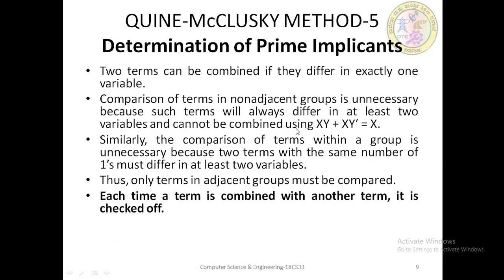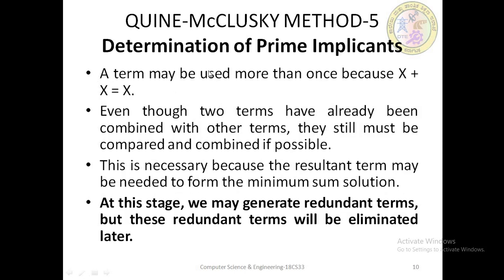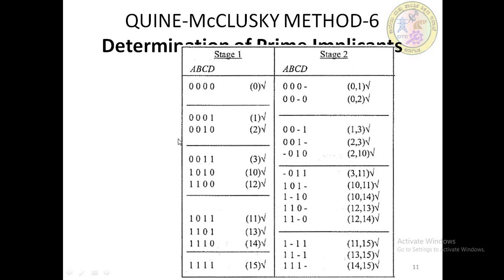Quine-McCluskey simplification. A term may be used more than once, because even though two terms have already been combined with two other terms, they still must be compared and combined if possible. This is necessary because of redundancy. At this stage, we may generate redundant terms, but these redundant terms will be eliminated later. If you want, you can compare non-adjacent terms, but these will become redundant.